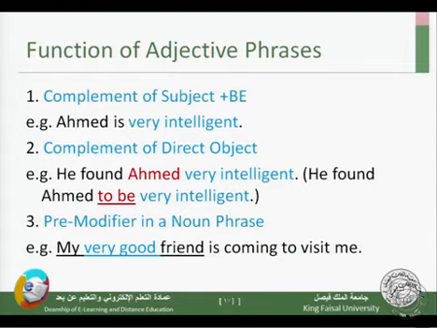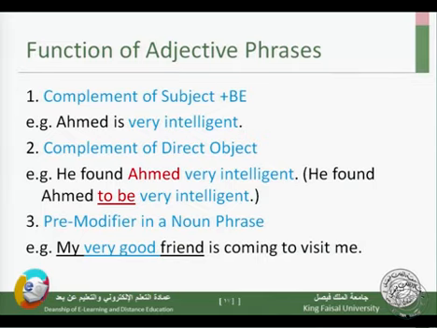Then adjectives can be pre-modifiers in a noun phrase. So for example, my very good friend is coming to visit me. Here in this example we have very good, which is an adjective phrase, and my very good friend, this is a noun phrase. So the adjective phrase is embedded within the noun phrase. So in my very good friend, very good modifies the noun friend, so it is a pre-modifier.